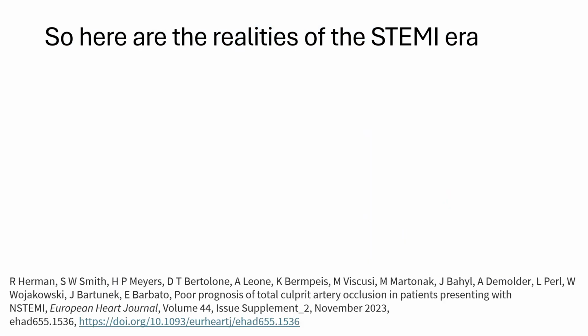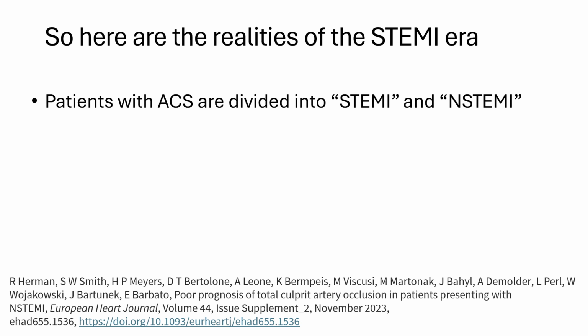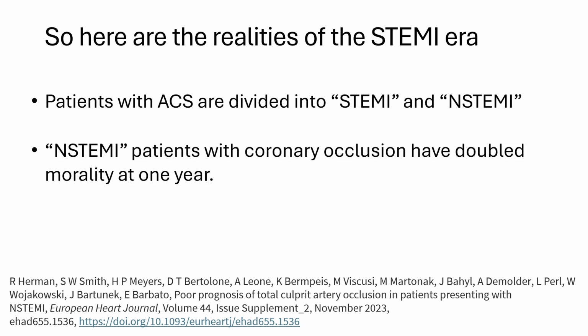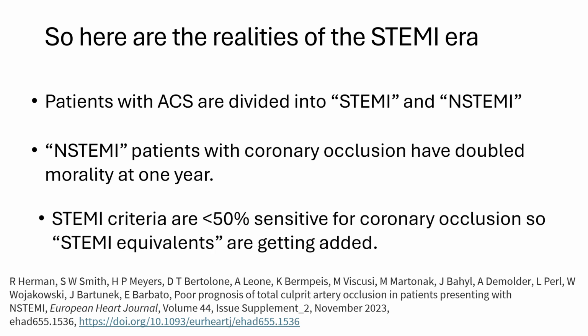So here are the realities of the STEMI era. Patients with ACS are divided into STEMI and NSTEMI. NSTEMI patients with coronary occlusion have doubled mortality at 1 year. And as noted earlier, STEMI criteria are less than 50% sensitive for coronary occlusion, so STEMI equivalents are getting added to the STEMI criteria.